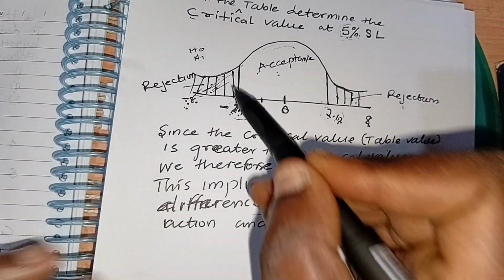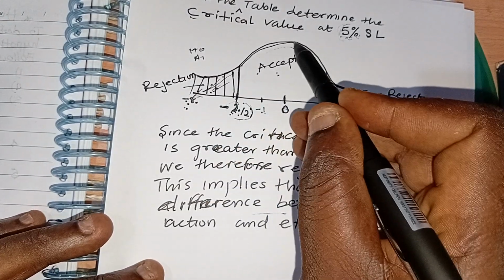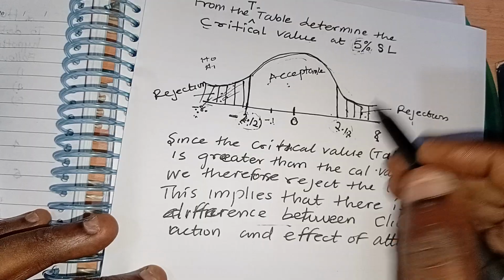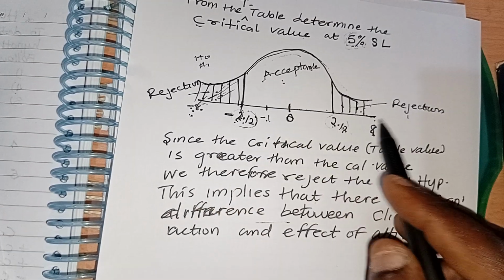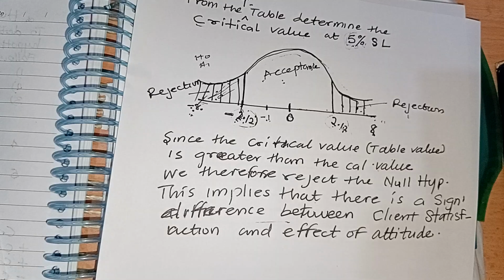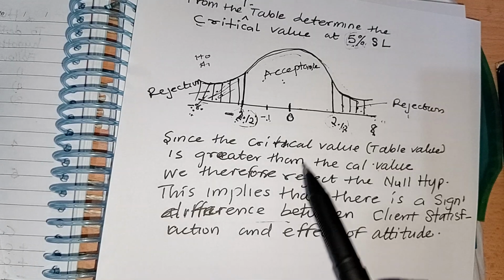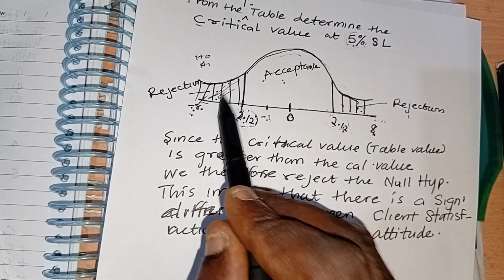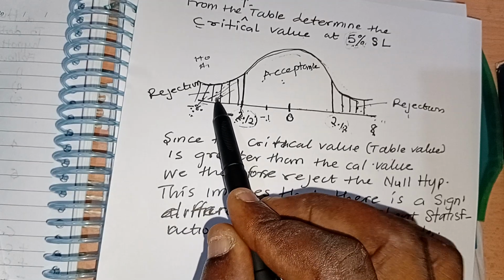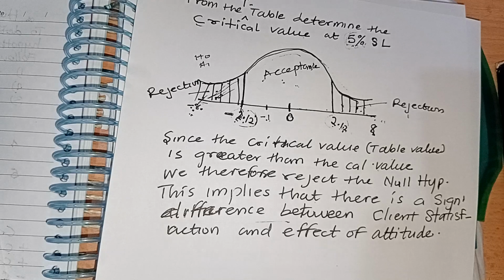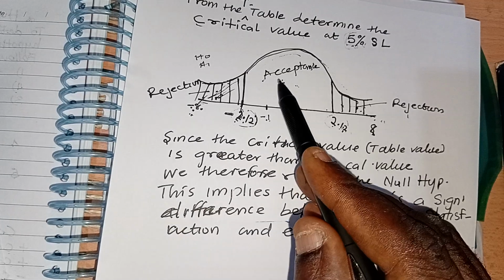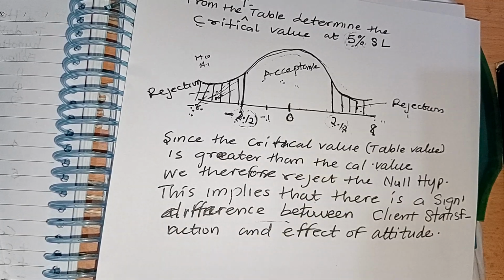So the use of this Gaussian bell, or the normal distribution bell, will always help you to make your decision. Because your t statistic falls within this region. But if it falls within this region, okay, we will accept there is no difference.